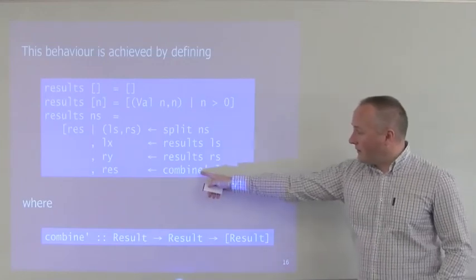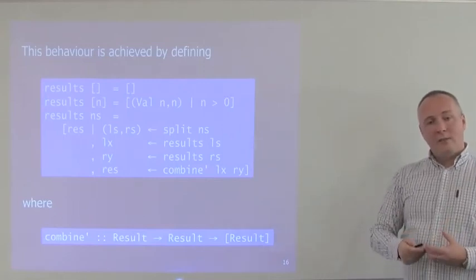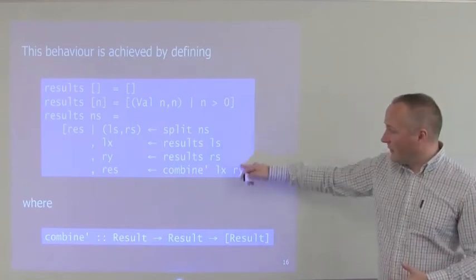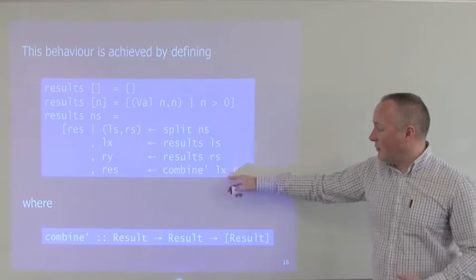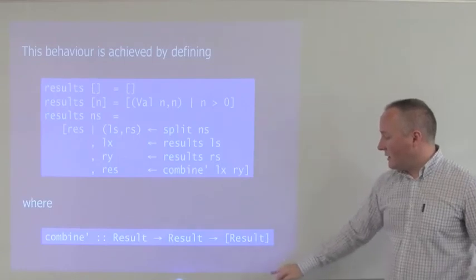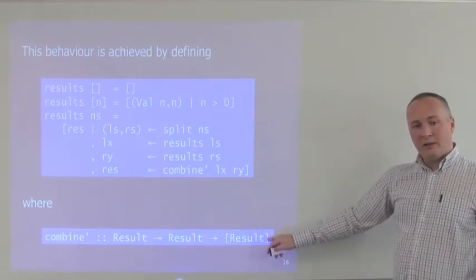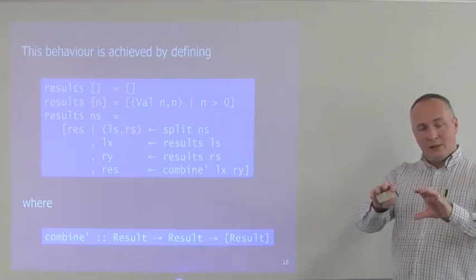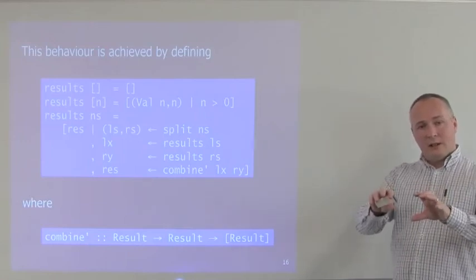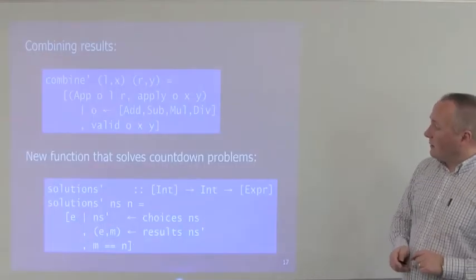The only point of difference is that now we need to combine results rather than combining expressions. So the definition here is exactly the same, except we make recursive calls to results, and we need a new combine function which takes two results and gives you all possible expressions that you can form by combining those results using the four different arithmetic operators. So this is the point really where things are a little bit different.